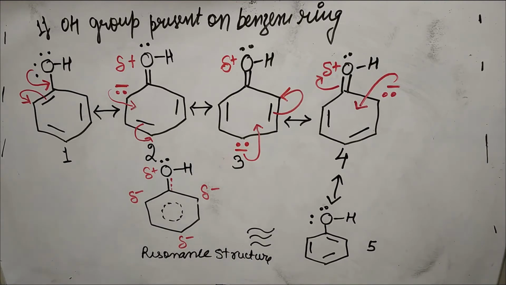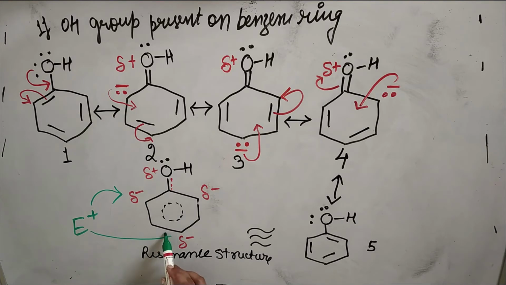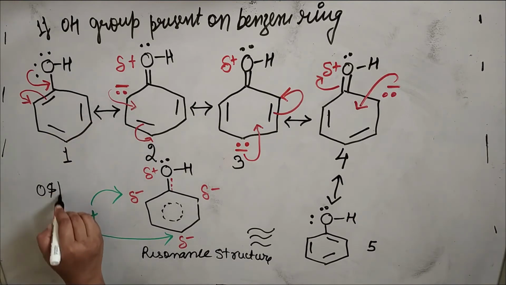Now the question arises, if another functional group or another electrophile has to attack, where will it go? The electrophile has a positive charge, so it will go to the side where negative charges are present. So the electrophile can go to the ortho or para position. That is why phenol is an ortho para directing group.